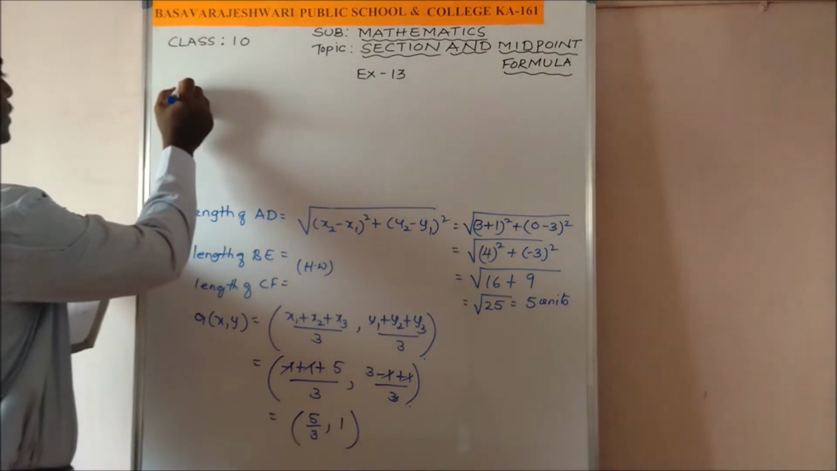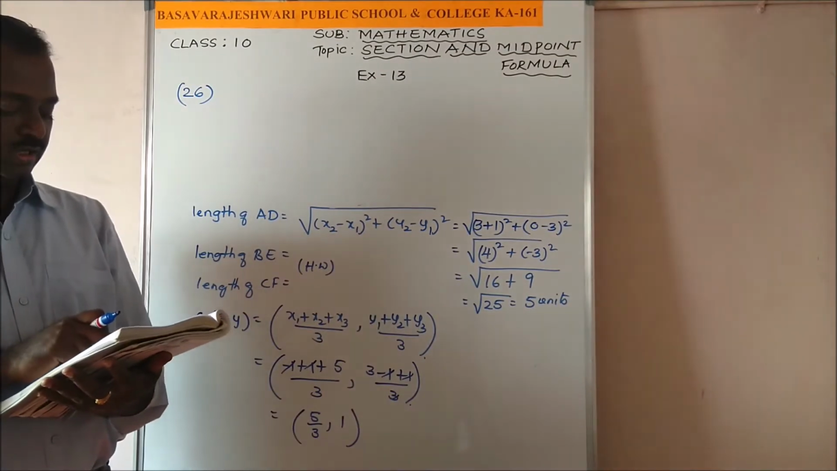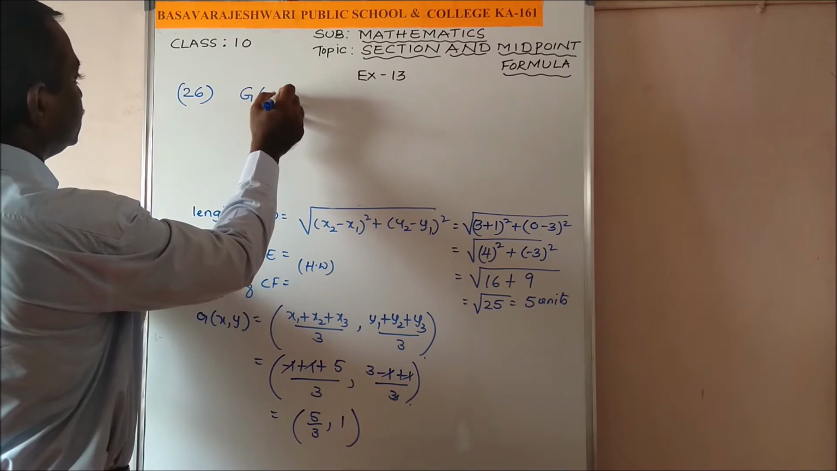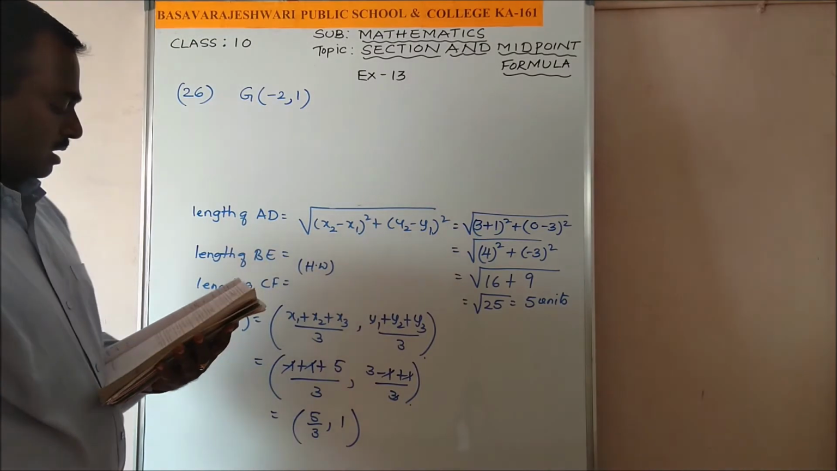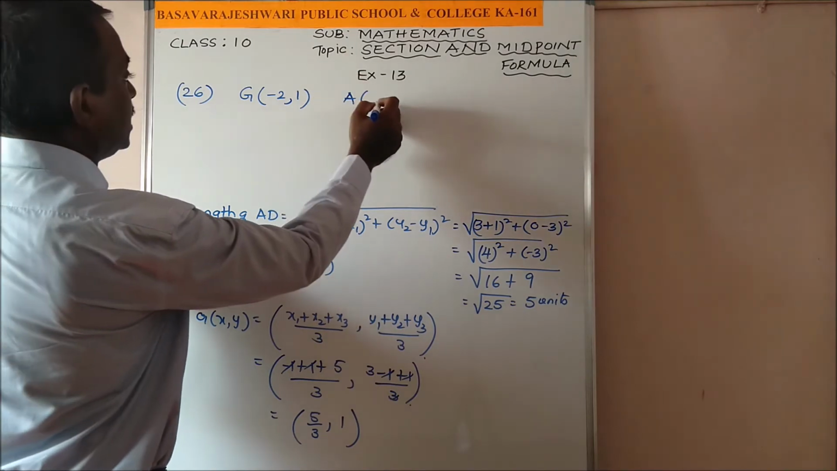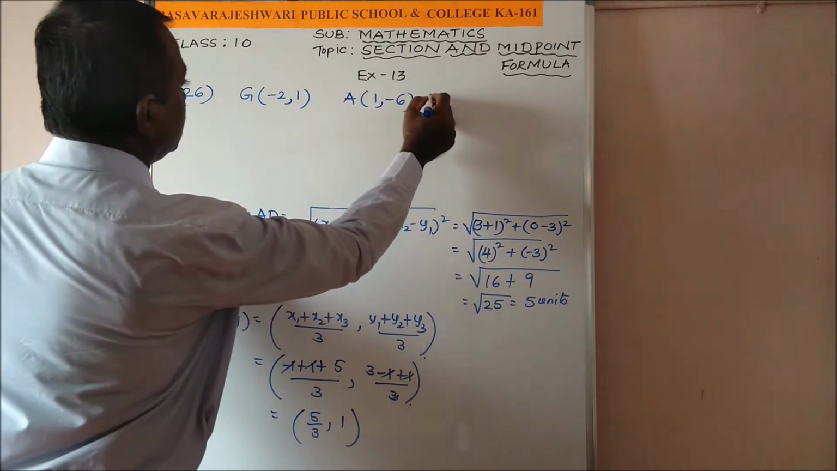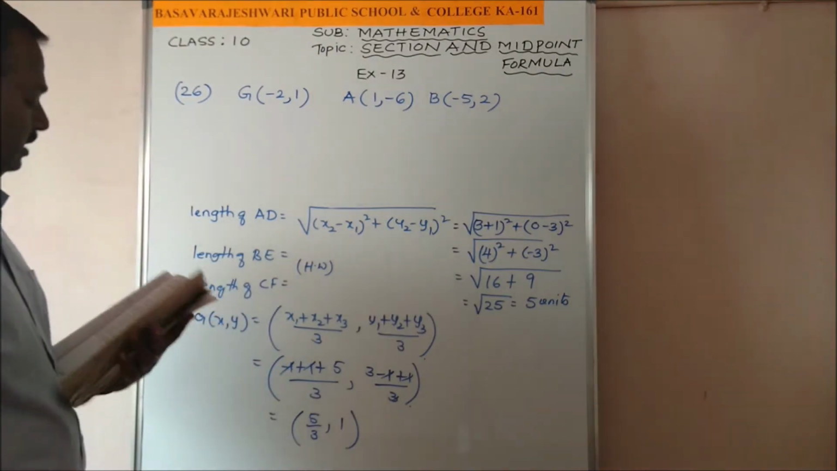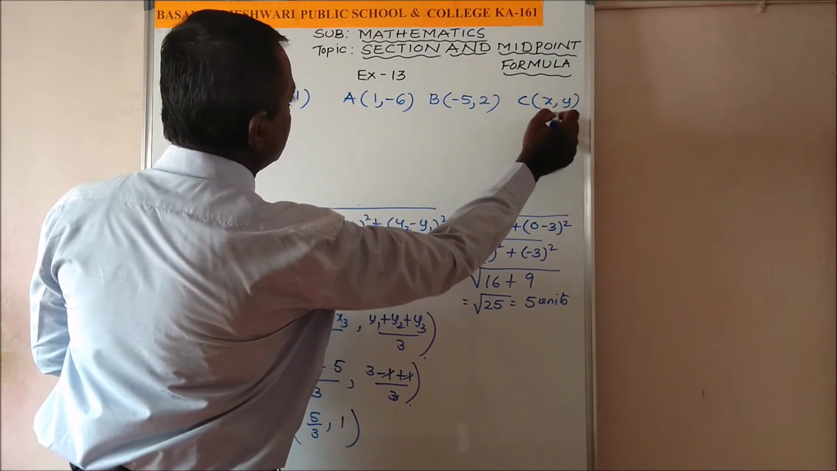So what is given in the 26th sum? They are given G, the centroid, as (-2, 1). Only two vertices of the triangle are given: A, that is (1, -6), and B, (-5, 2). They are asking us to find the third vertex.